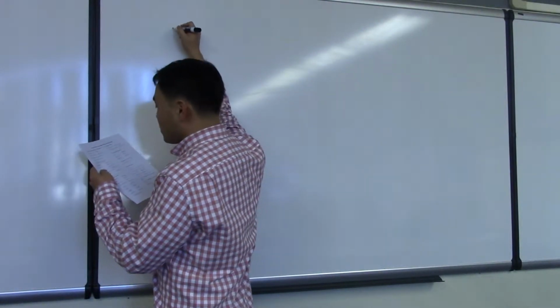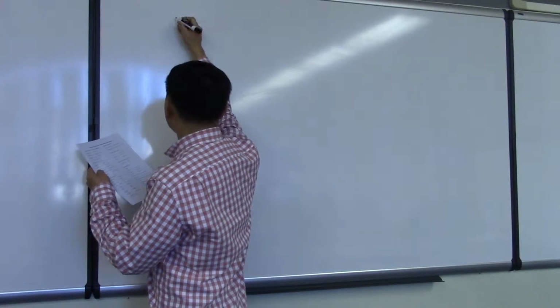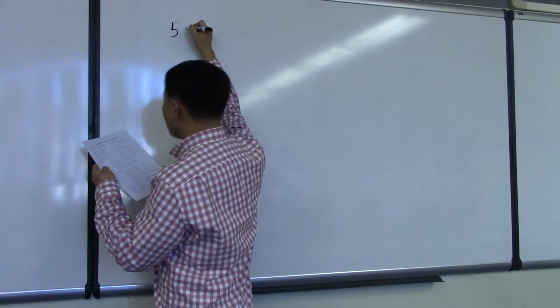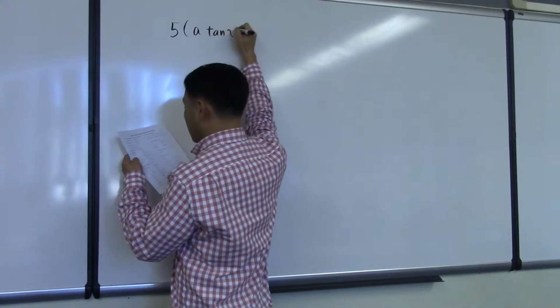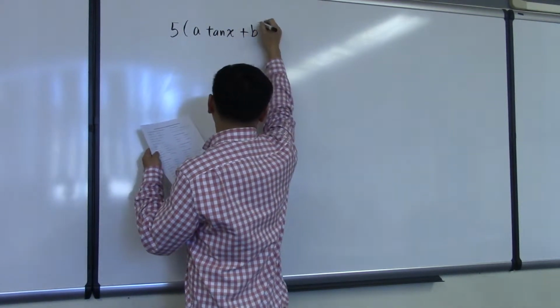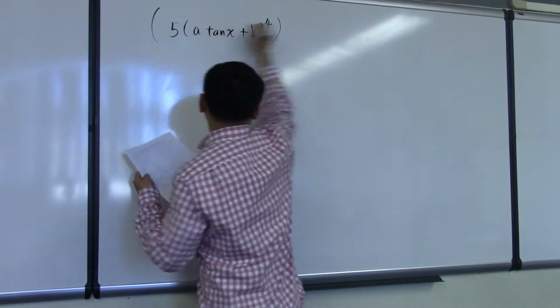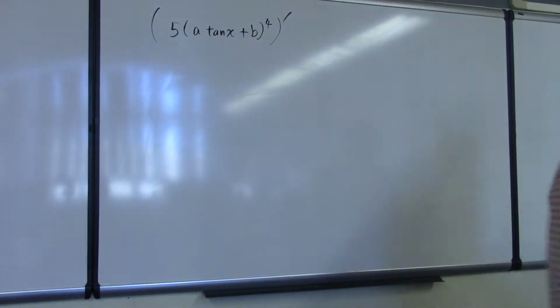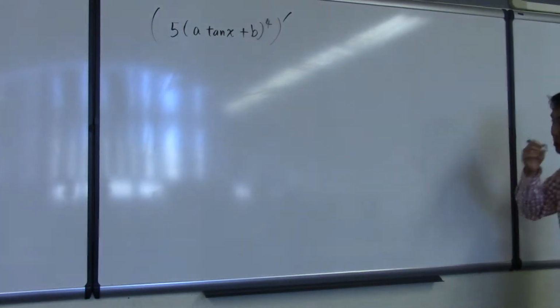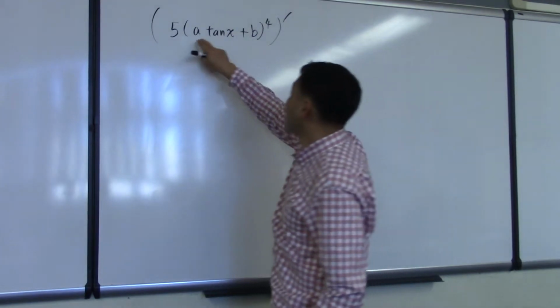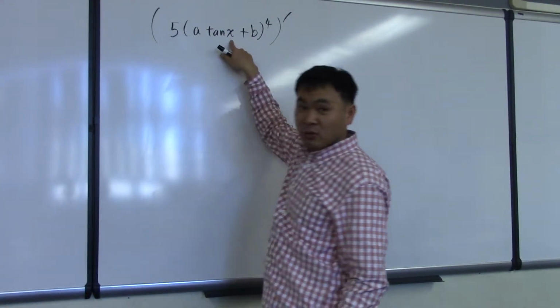One of the questions is this one. 1C, it has 5 times tangent x plus b to the 4th power, and you have to differentiate this. Okay. Now this one is 1C. This one is interesting because a and b are considered as constants, and you're differentiating by x.